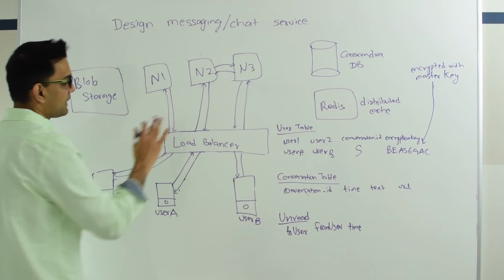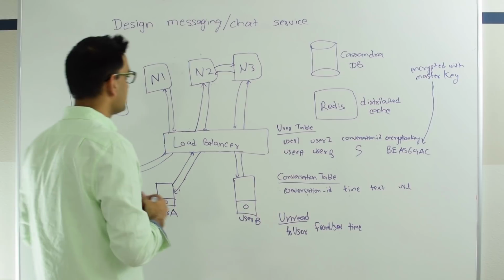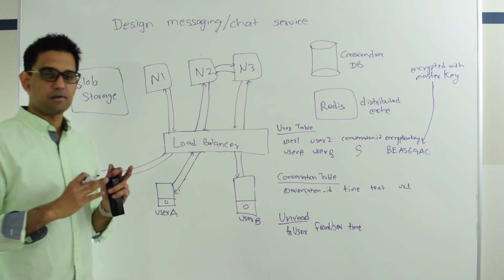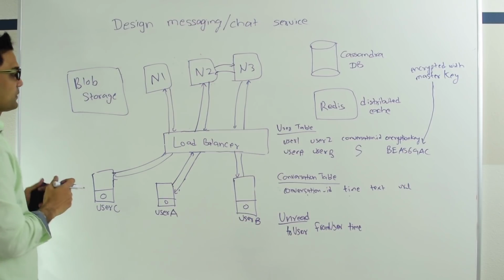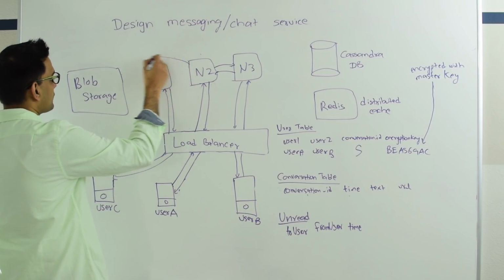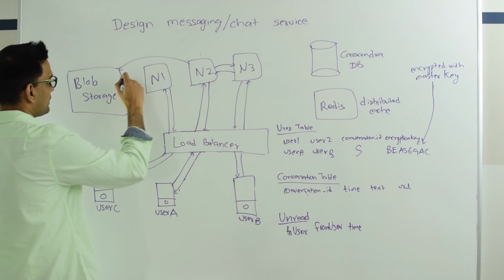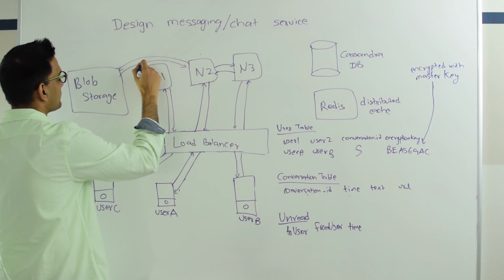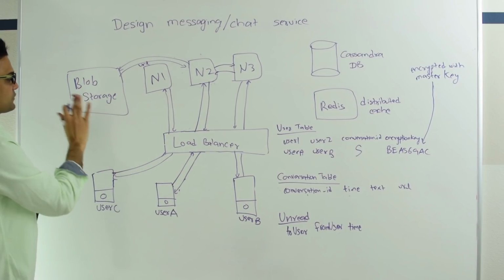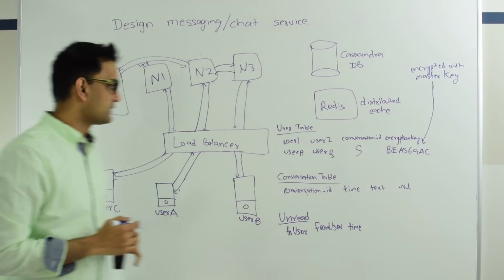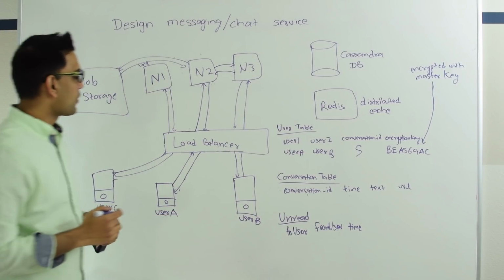Then N2 knows that it's a picture, not a text message, so it's going to talk to the blob storage. Every company has a blob storage, so I'm sure Facebook does too. N2 will talk to this blob storage, store this picture, and get a corresponding URL back. This picture is stored in the blob storage in an encrypted format, encrypted with this key. So N2 gets a URL back.